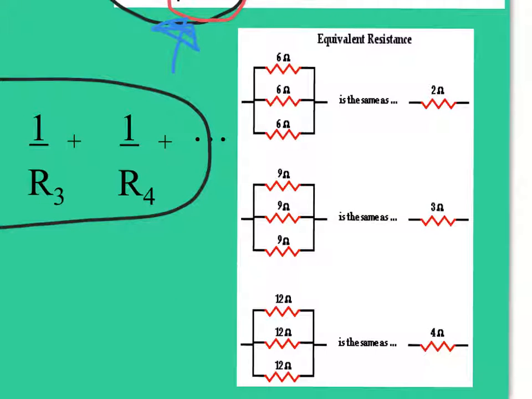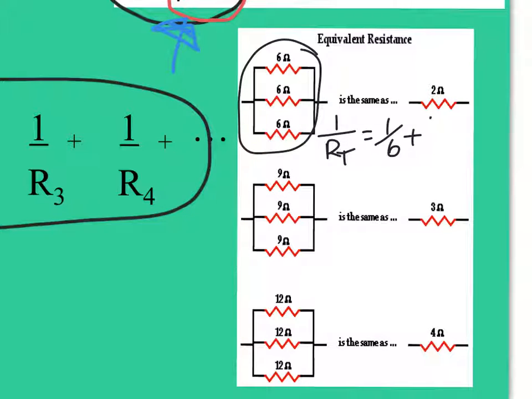You have 3 resistors in parallel right here. Each one is 6 ohms, okay? So if we want to find the total resistance, my equation is the inverse of the total resistance is equal to the inverse of each individual resistor. All right? So that means each one is 1/6 plus 1/6 plus 1/6. That ends up giving you 3/6, which is 1/2. But that's not your answer.